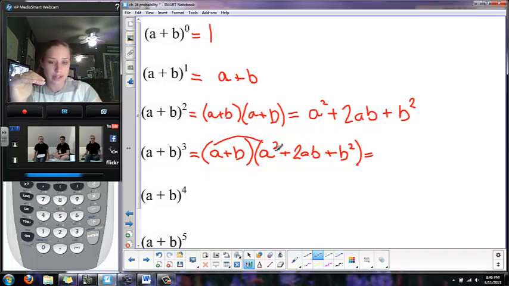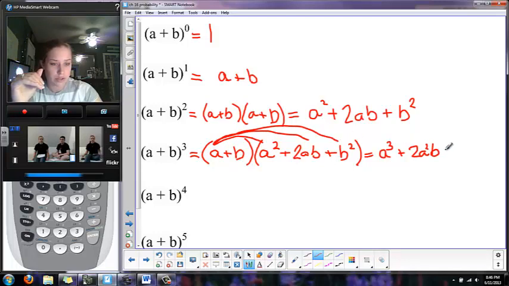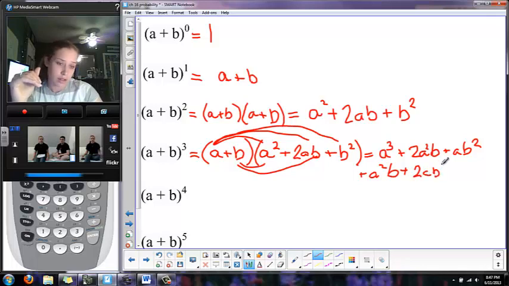Or you could do a times a squared, which gives me a cubed. A times 2ab gives me 2a squared b. A times b squared is ab squared. Then I have to multiply through the b's. This is a squared b, plus 2ab squared, plus b to the 3rd power.